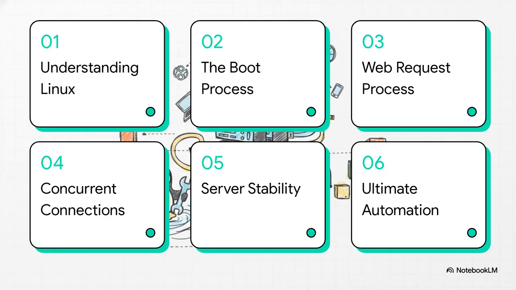So today, we're going to map out exactly how this works. We'll start by understanding Linux servers, look at what happens during boot, walk through a complete web request, uncover the secret of concurrent connections, explore the keys to server stability, and wrap up with the ultimate weapon, automation. Let's get right into it.